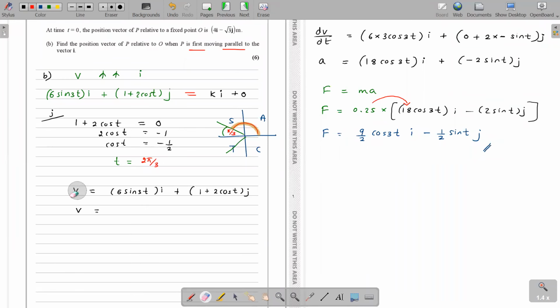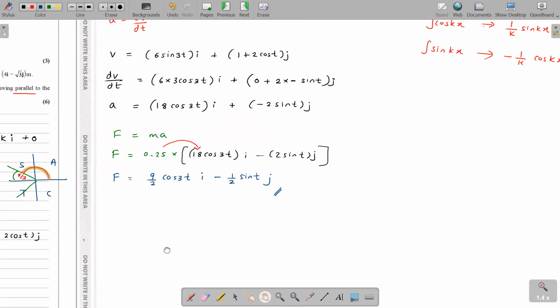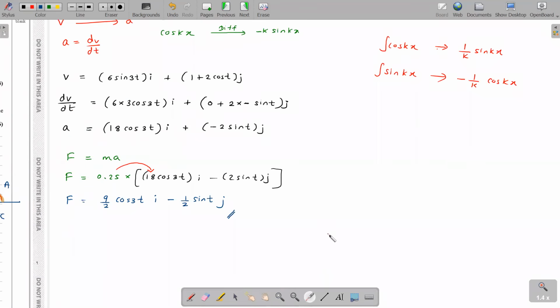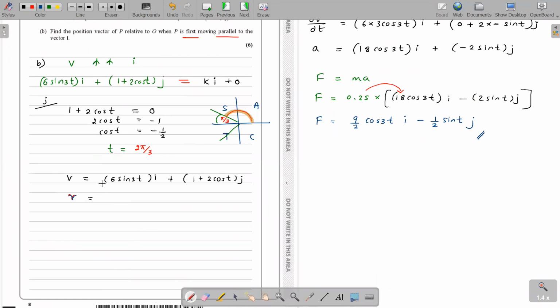Okay, so velocity to position vector, we need to integrate velocity to get displacement. When you have velocity in terms of i and j, the integration gives you the position vector. So r equals the integration of 6 sin 3t, which gives you what? Sine integration is negative cos, right? Sine integration is minus 1 over k cos kx. So this is 6 times minus 1 over 3 cos 3t. Are you with me?